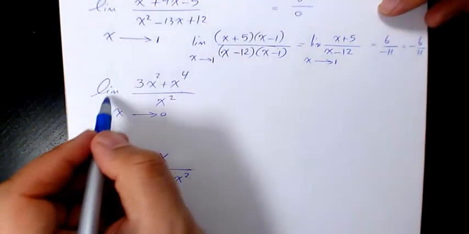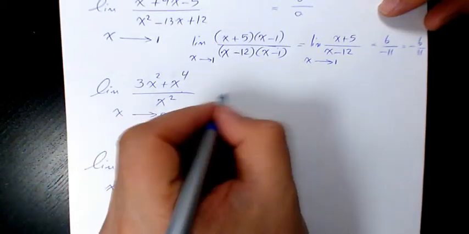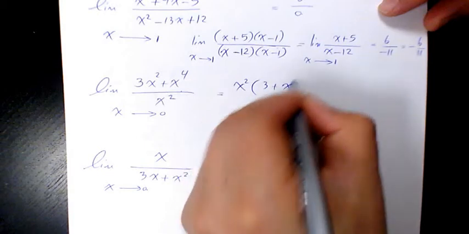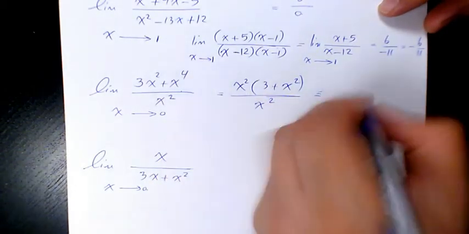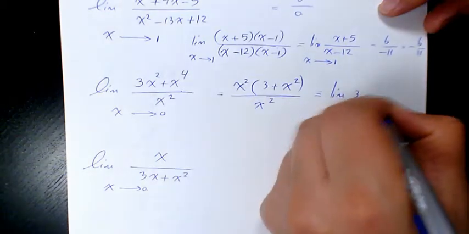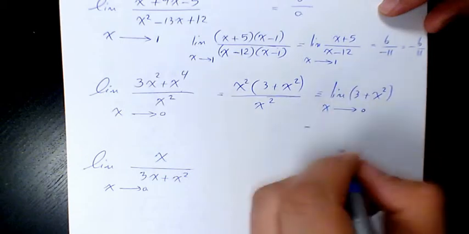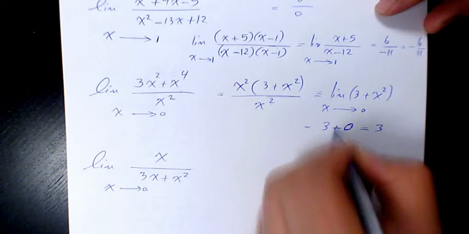Next one is the limit of (3x squared plus x to the power 4) over x squared when x approaches 0. You factor x squared out: x squared times (3 plus x squared) over x squared. Then you cancel them. It's going to be the limit of 3 plus x squared when x approaches 0, which is going to be 3 plus 0, which is going to be 3.